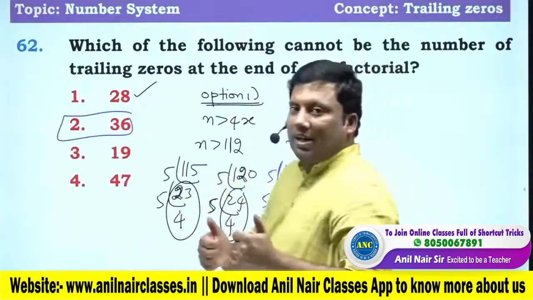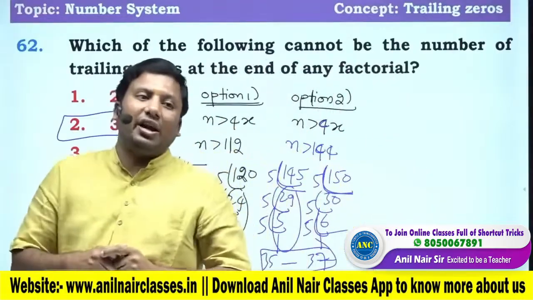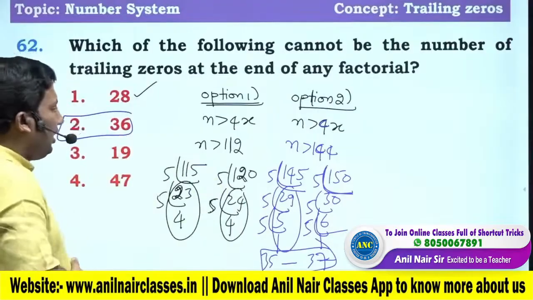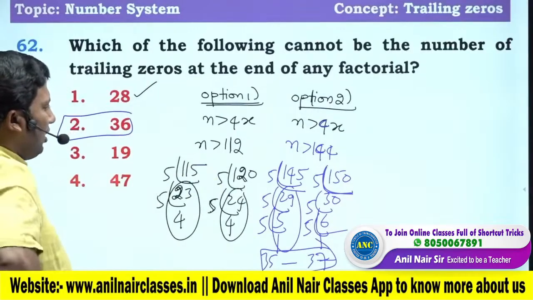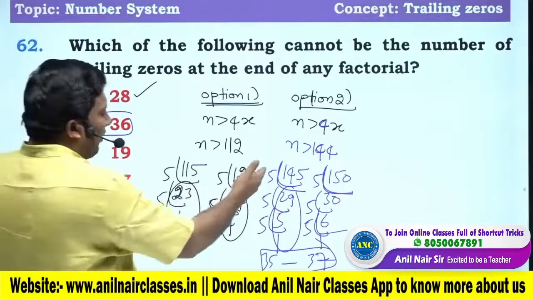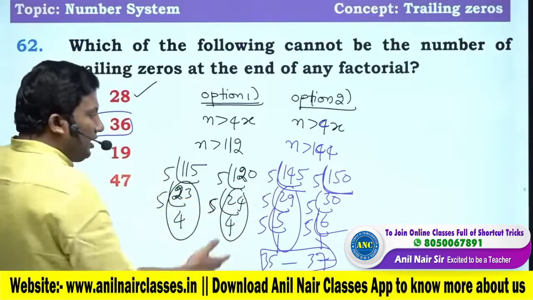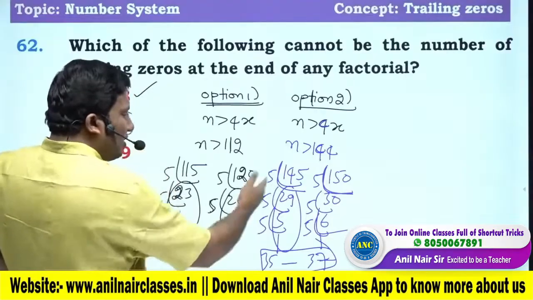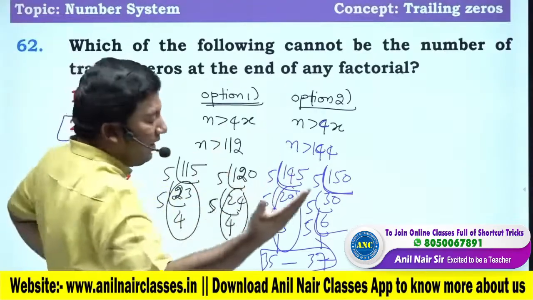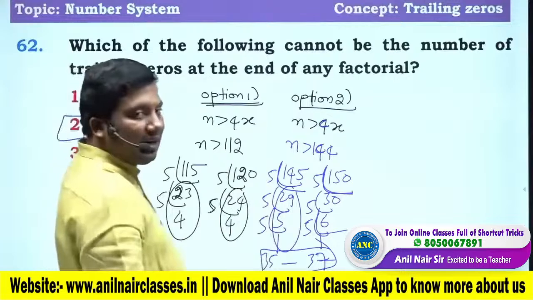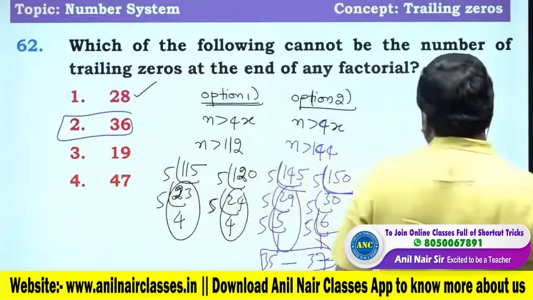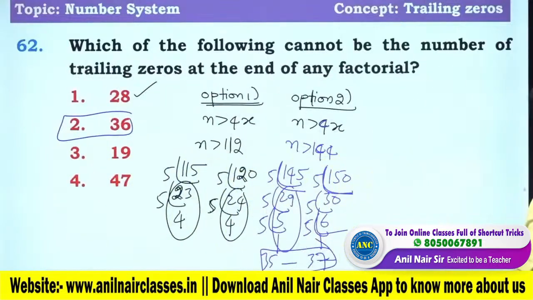I hope it is clear. n is greater than 4x is the concept. N greater than 144. Multiple of 5 greater than 144 is 145. So this will give you 35 zeros. 150 is 25 into 6, so I will get an extra 2. So the next will be 37. Second one will be the answer. Next one.